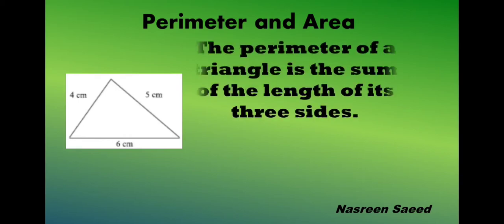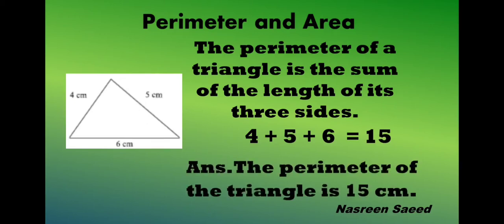Now, what is the perimeter of a triangle? The perimeter of a triangle is the sum of the length of its 3 sides. So, we'll be adding 4 plus 5 plus 6. What do we get? We get 15. Therefore, the perimeter of this triangle is 15 centimeters. So, understood perimeter, we have to add all the given sides.